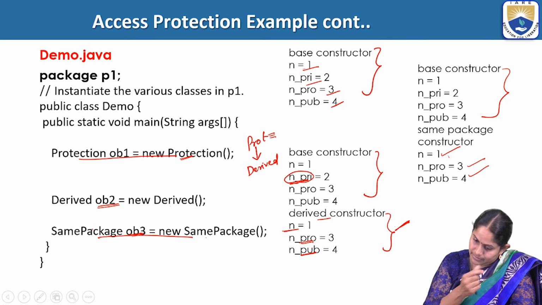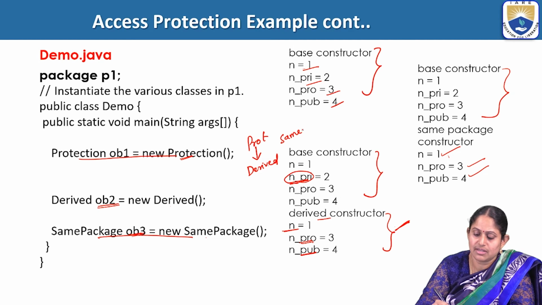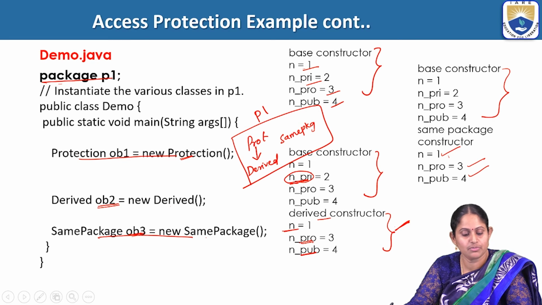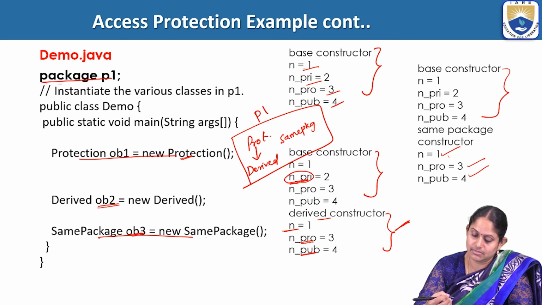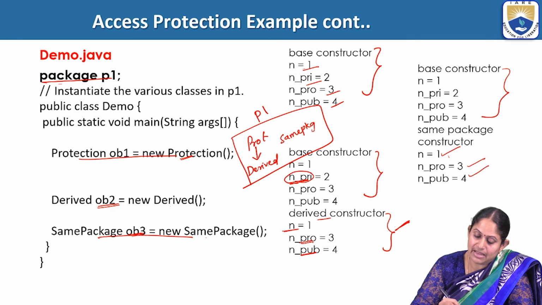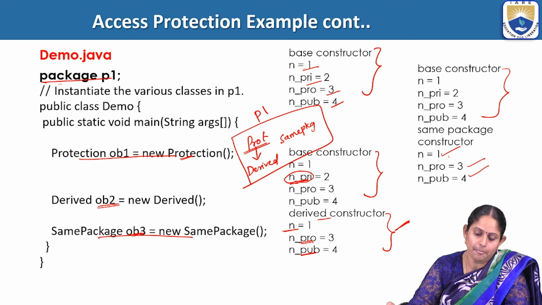So here, all this protection, derived and same package were present in a single package called P1. So the first statement of our program should be the package P1. When you make use of packages, and if you have some classes inside one package, only the private member cannot be accessed by the other classes. The default, protected and public members of any class can be accessed by others. Only the private member will be hidden from the other classes.